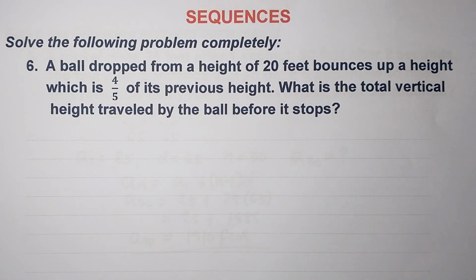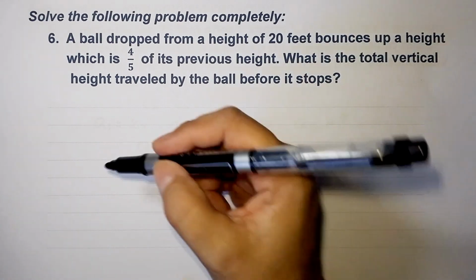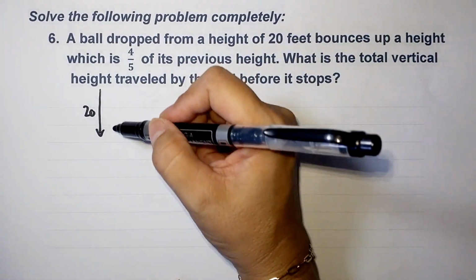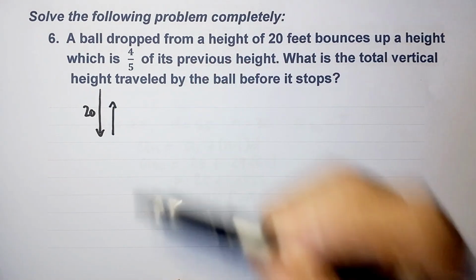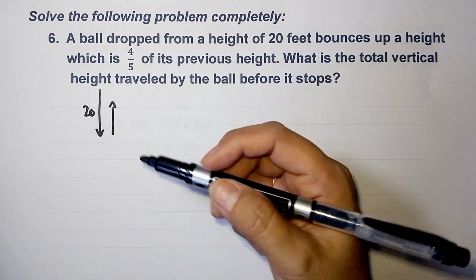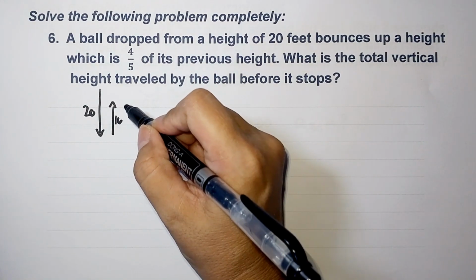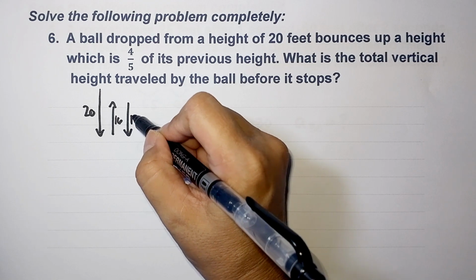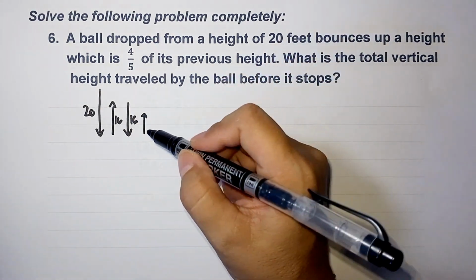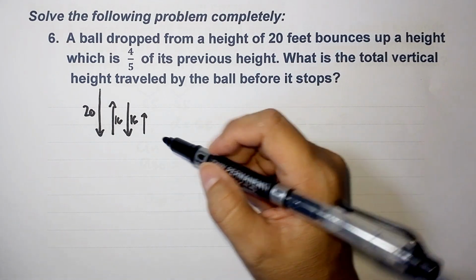A ball dropped from a height of 20 feet bounces up a height which is 4/5 of its previous height. What is the total vertical height traveled by the ball before it stops? Let's analyze this problem. The ball is dropped from a height of 20 feet. So naturally, it will bounce up. If it will bounce up 4/5 of its previous height, 4/5 of 20 is 16. And then it will go back down again the same distance, which is 16. And then go up, 4/5 of 16, which is 12.8.